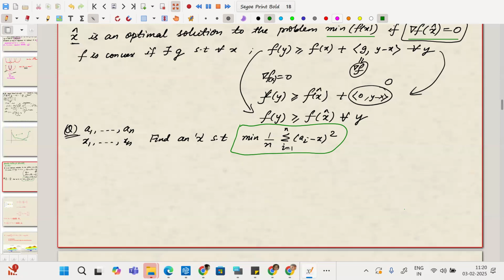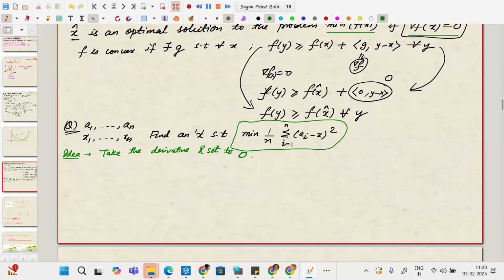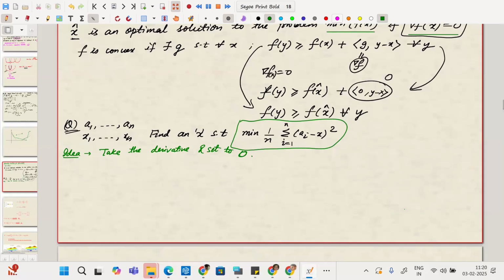Simple as it is. Can we take the derivative of this? Can you take the derivative? So the idea is, take the derivative and set to 0. What will you get if you set to 0? Can you try?